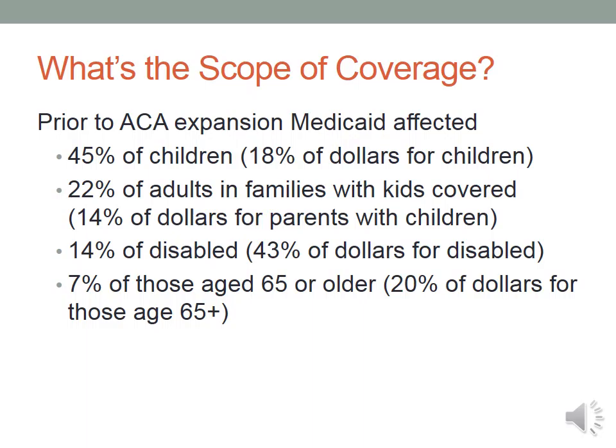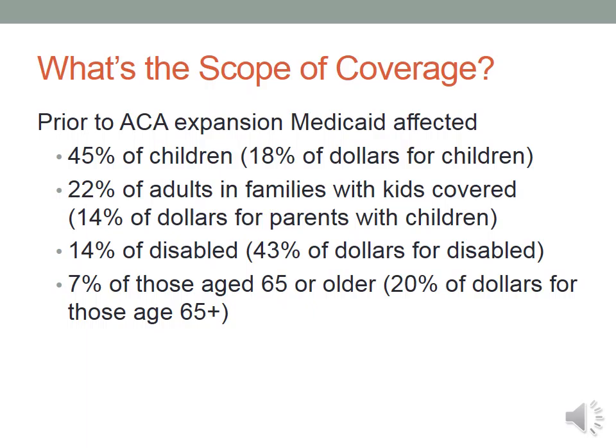What's the scope of coverage? How important is Medicaid in our population? Well, 45% of kids are eligible for Medicaid. Now, only 18% of the dollars spent through Medicaid is for children. That shouldn't surprise you because kids are cheaper, right? They get wellness benefits and things like that, but they don't have chronic illnesses typically unless they have childhood or congenital diseases.